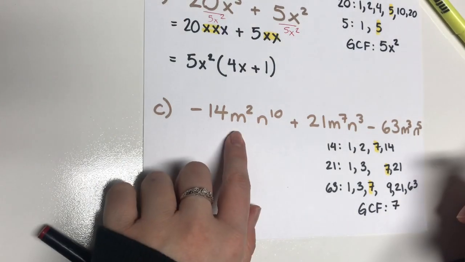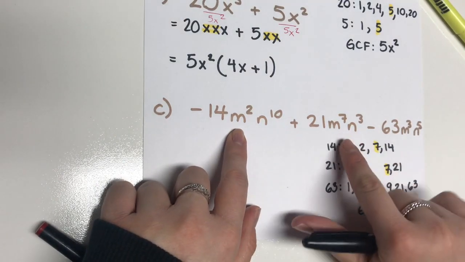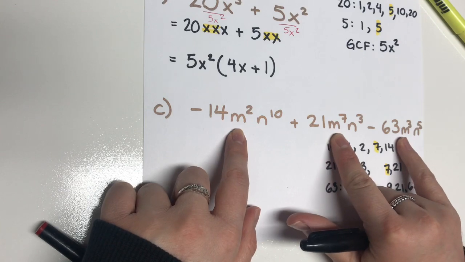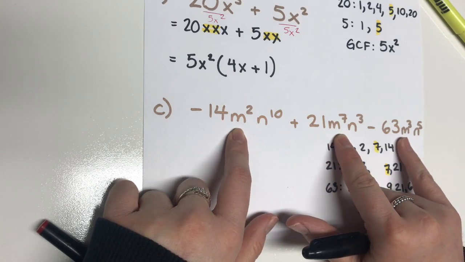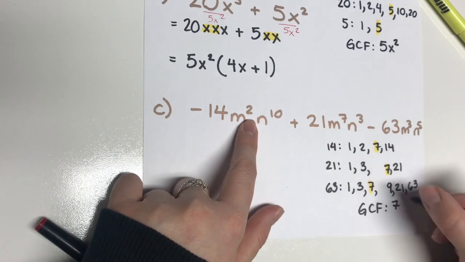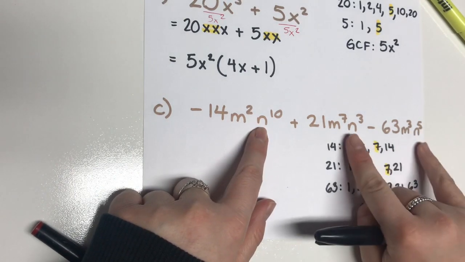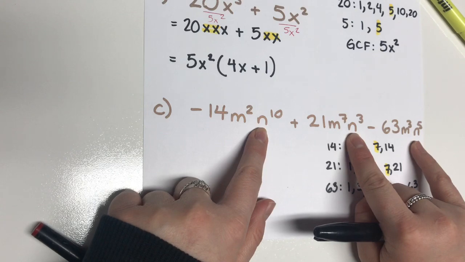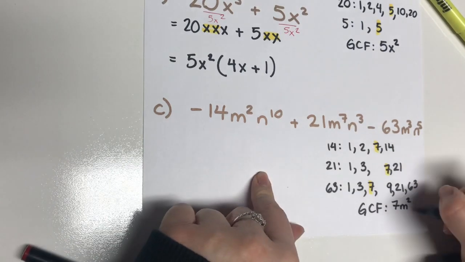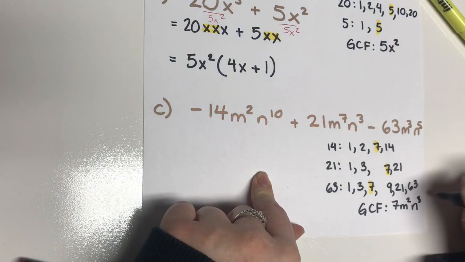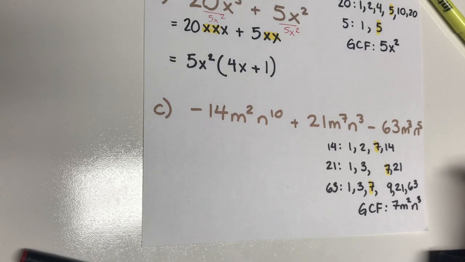And then I look at the variables that they have in common. So they all have an m in common. The lowest one is m to the power of 2. They all have an n in common, and the lowest one is n to the power of 3. So I know this might be tricky for some of you because we're looking for the lowest exponent, but the highest factor. So just keep that in mind.